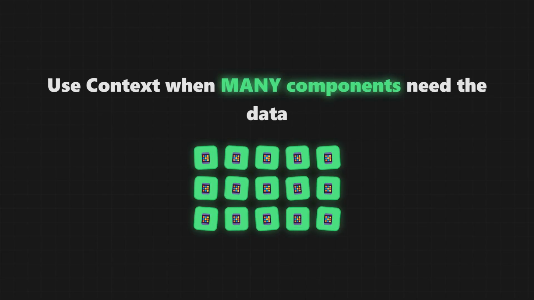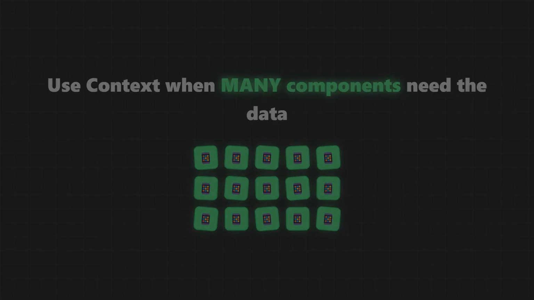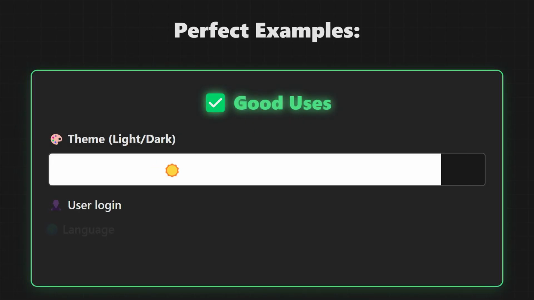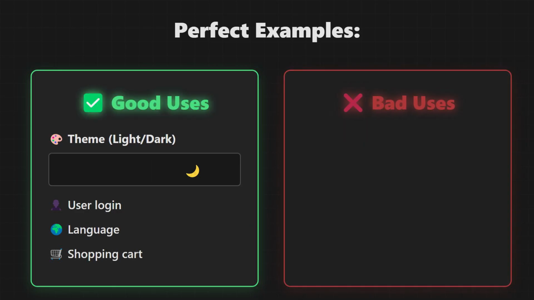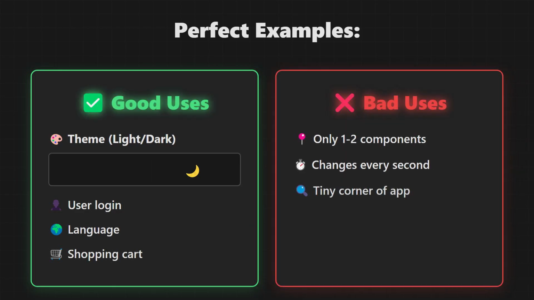Also, when context information changes, every component using it updates. All of them. So use context for important stuff that doesn't change constantly. Good uses: user login info, theme settings, language, shopping cart. Bad uses: information only 1 or 2 components need, stuff that changes every second, information used in one tiny part of your app. Simple rule: context for sharing important information across your app. Normal way for nearby components.